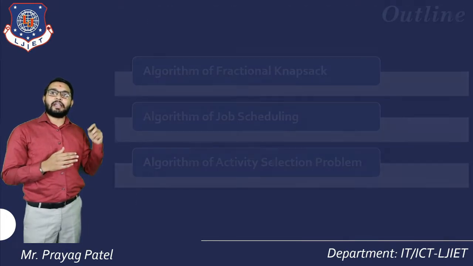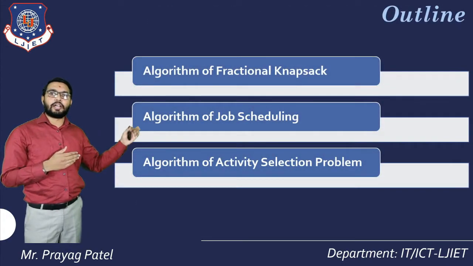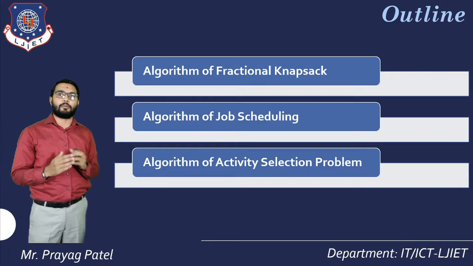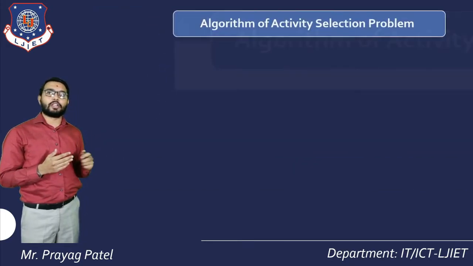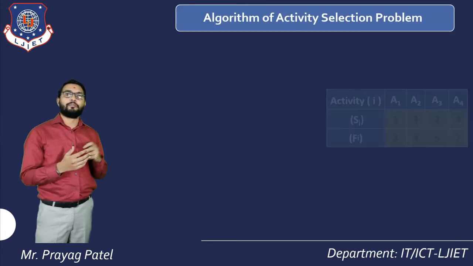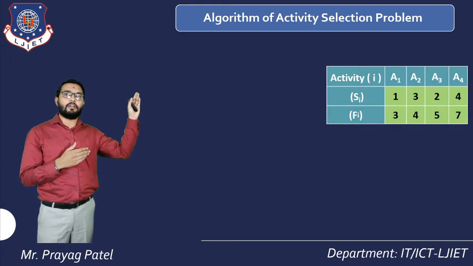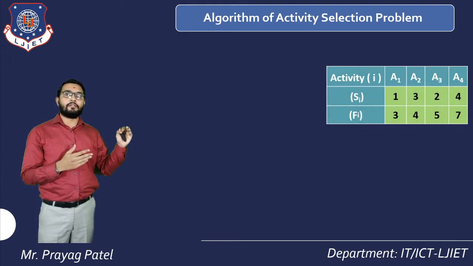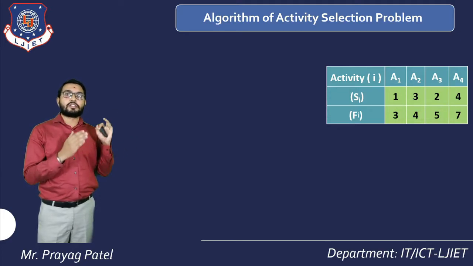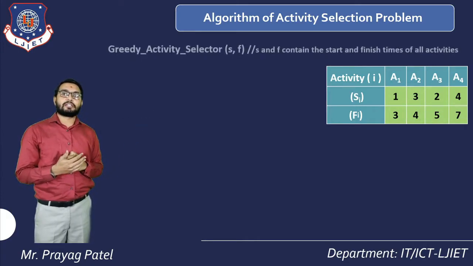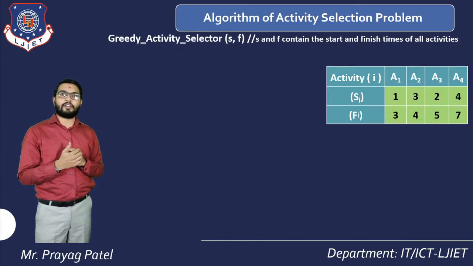Now consider the next algorithm. The third algorithm of this greedy technique is the activity selection problem. Now we discuss the algorithm of the activity selection problem. Here consider the given set of activities. For example, 4 activities are there, A1, A2, A3, A4. The starting time and finishing time of each and every job is given here.